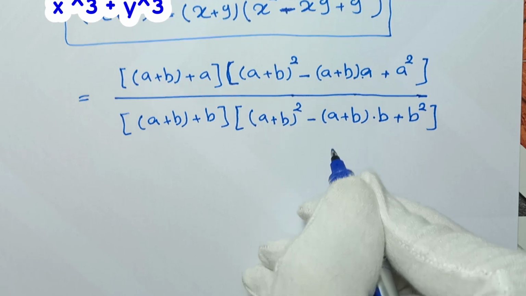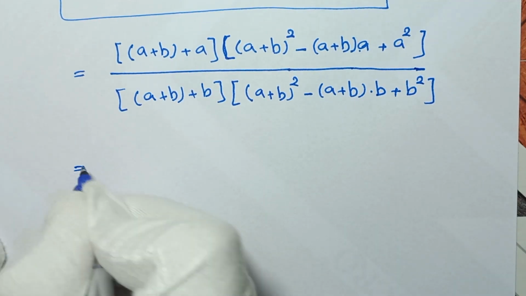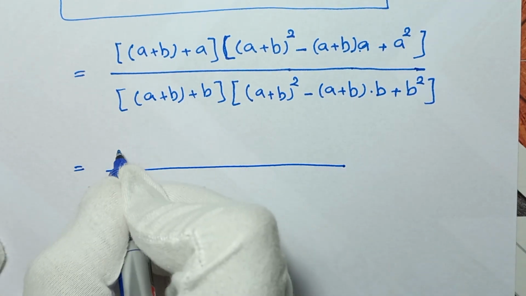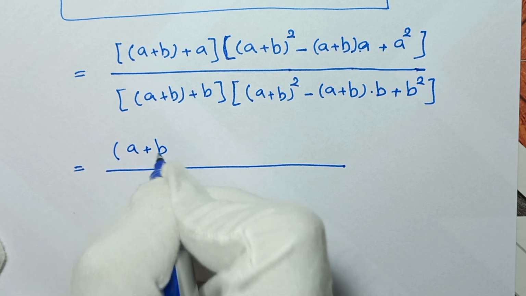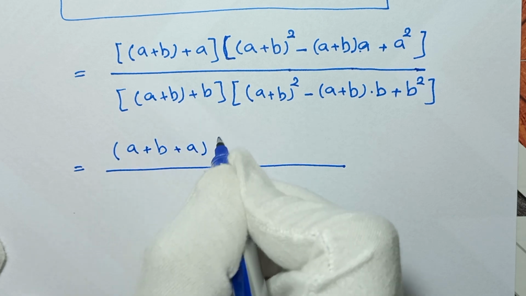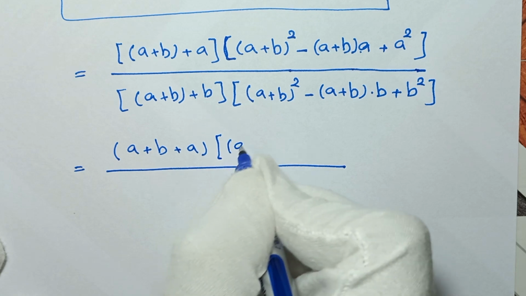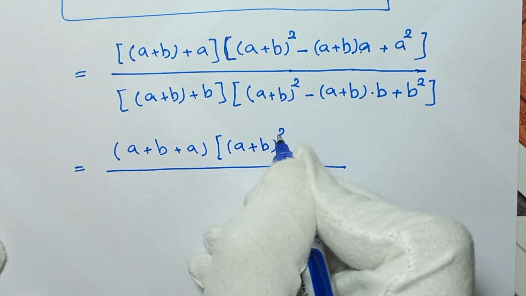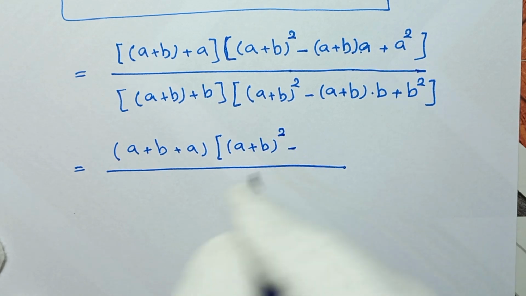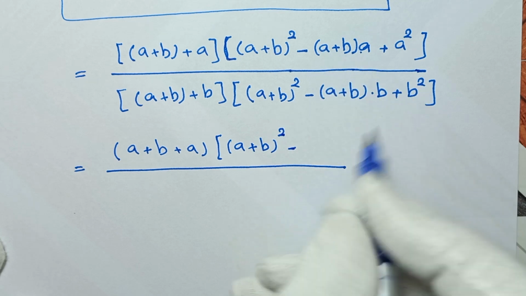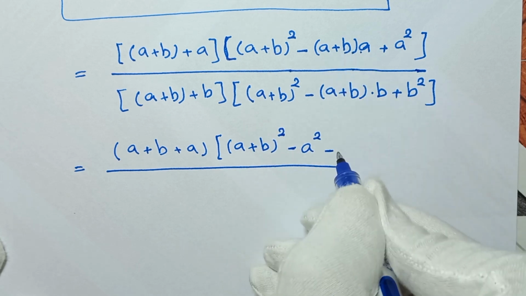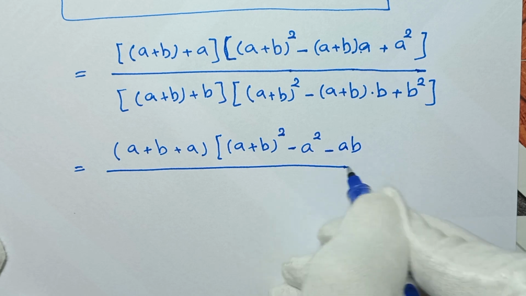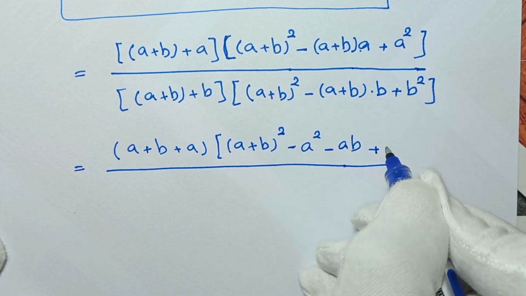So, it will be, in here we have a plus b plus a, and in here we have a plus b to the power of 2 minus a times a, it will be a squared, and minus b times a, it will be ab, and plus a squared.